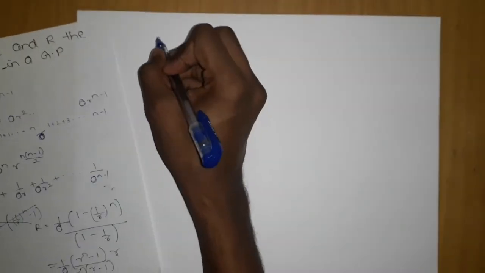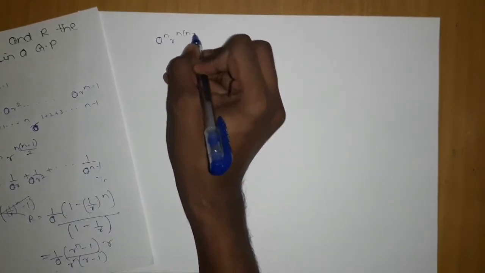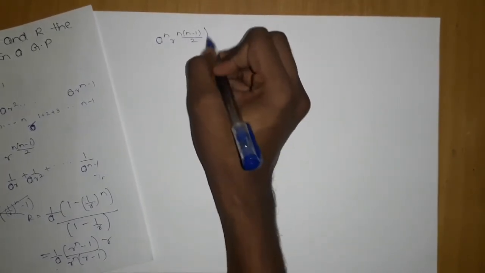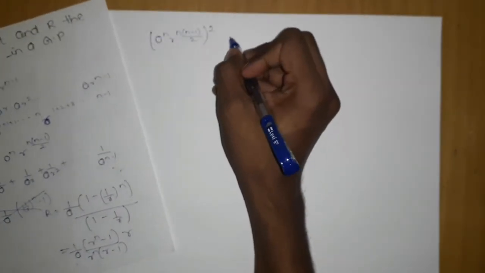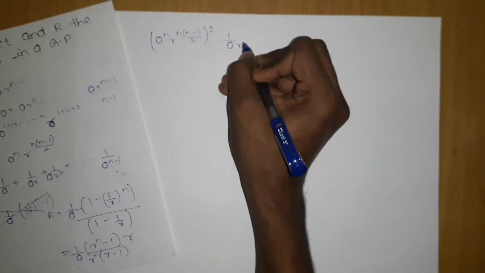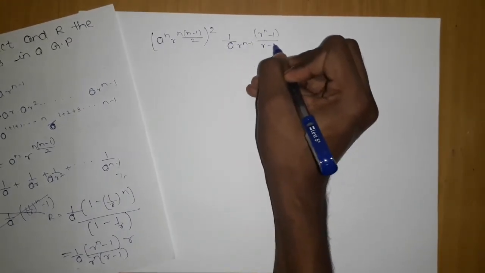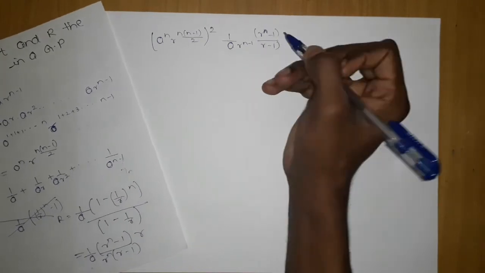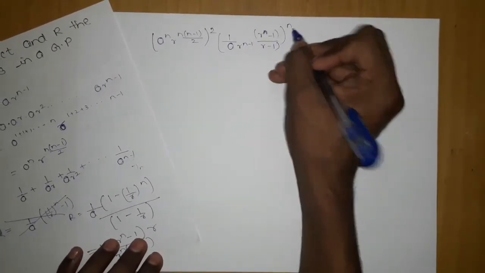So P, what was our P? This thing: a power n into r power n into n minus 1 by 2, the whole square, right? Then r power n, where r is 1 by a, r power n minus 1 into r power n minus 1 upon r minus 1, right? Now this is whole power n.